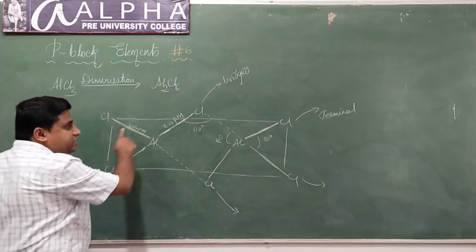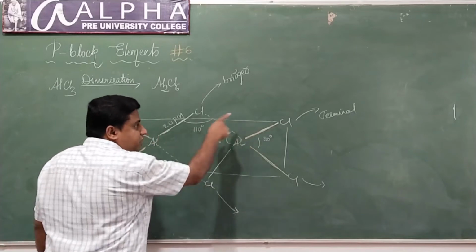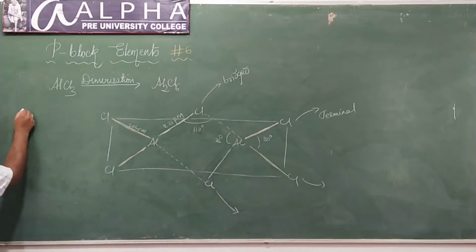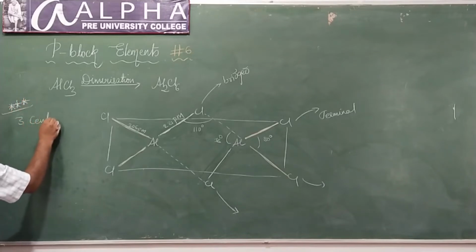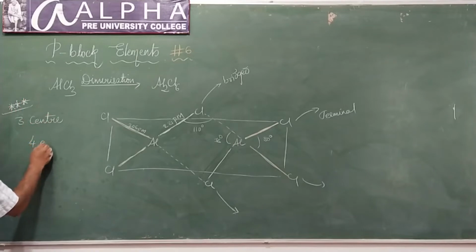We call this structure, very important, a three center 4 electron system.